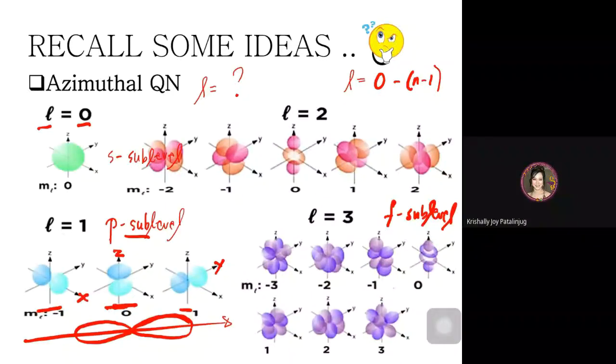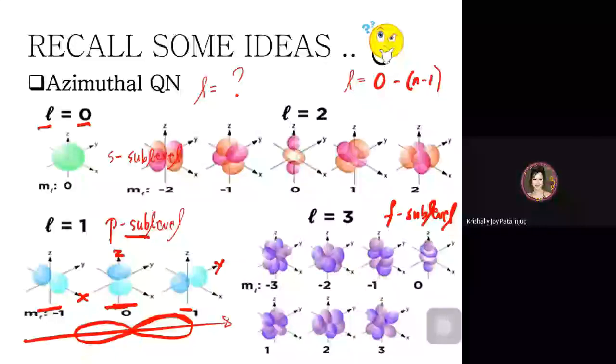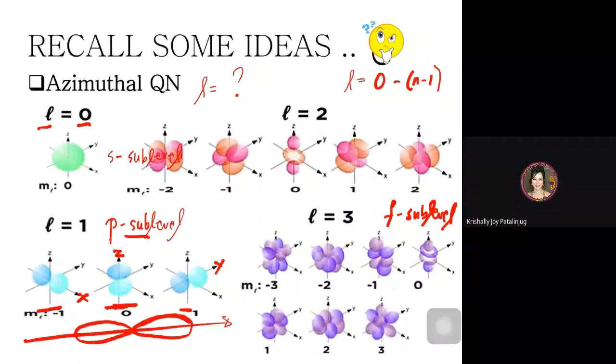For this lesson, at least familiarize yourself with the shapes of s and p. The s orbital is spherical. The p orbitals look like a pair of lobes, a dumbbell shape. So that is the shape of the orbitals.